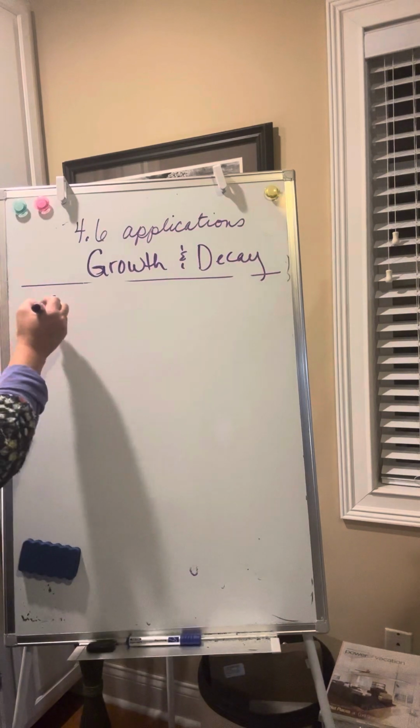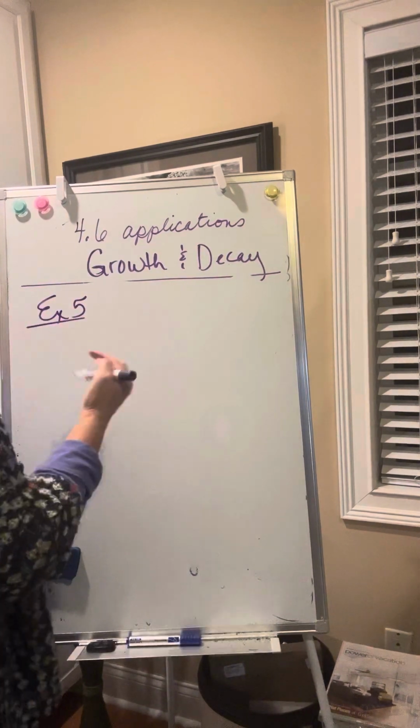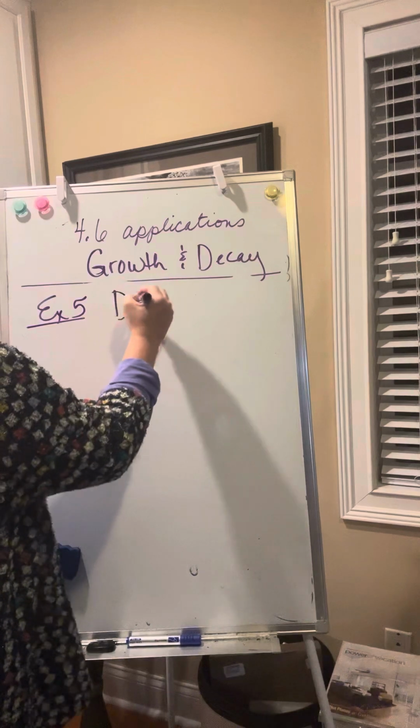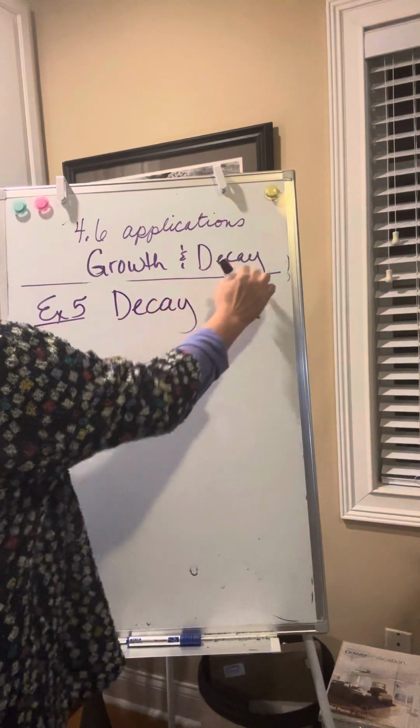All right, so now we're going to move on to example 5. And we're going to talk about decay. So we've talked about growth models, but we've yet to talk about some of the decay models.